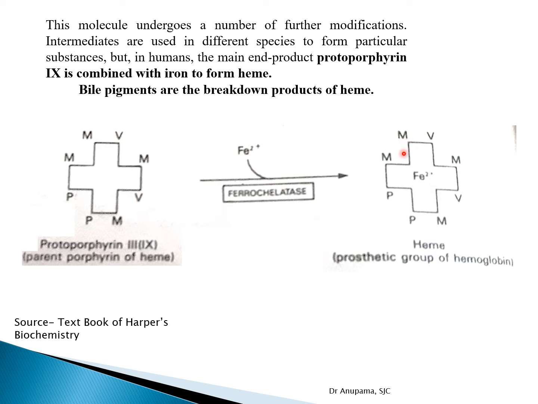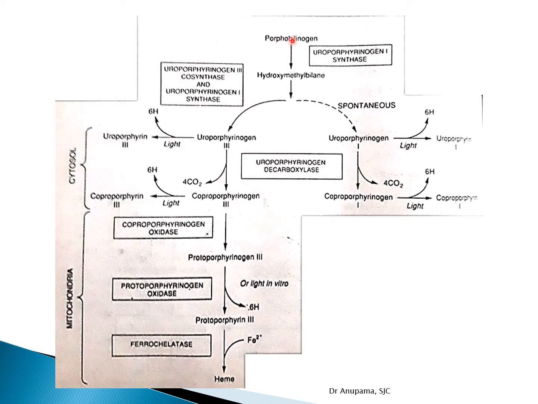We can see the side chains there. In the first pyrrole there is methyl vinyl, the second has methyl vinyl, the third has methyl propyl, while the fourth has propyl and methyl substitutions. Now let us understand the pathway through this diagram. From protoporphyrinogen, you get hydroxymethylbilane, and this reaction is catalyzed by uroporphyrinogen 1 synthase.